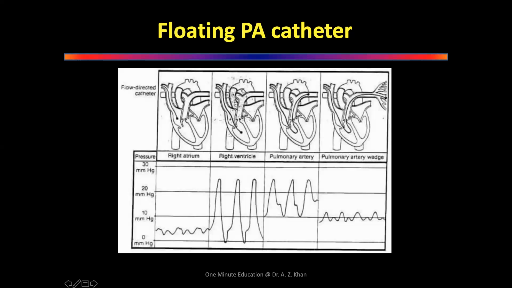Okay, so this is the graph. This is your normal JVP. Just draw a normal JVP. The moment you come into the RV, you have a large upswing, just like the cardiac cycle. Then when you get into the pulmonary artery, the systolic remains the same, but the diastolic comes up. So 25 to 10, okay? And then when you wedge it, you're actually reading the left atrial pressure. It's an indirect reading.